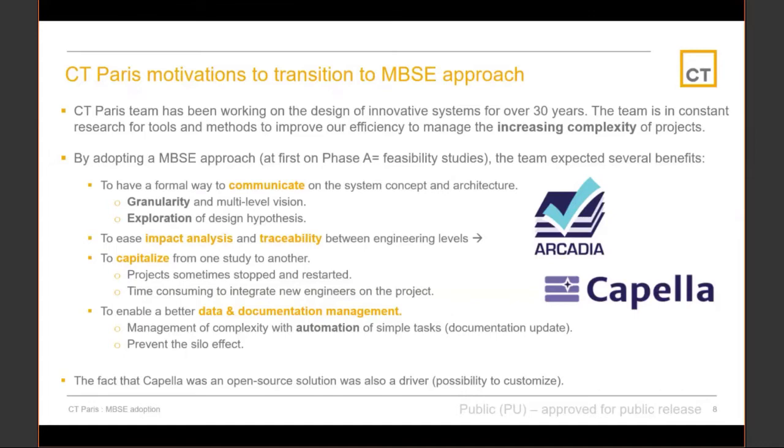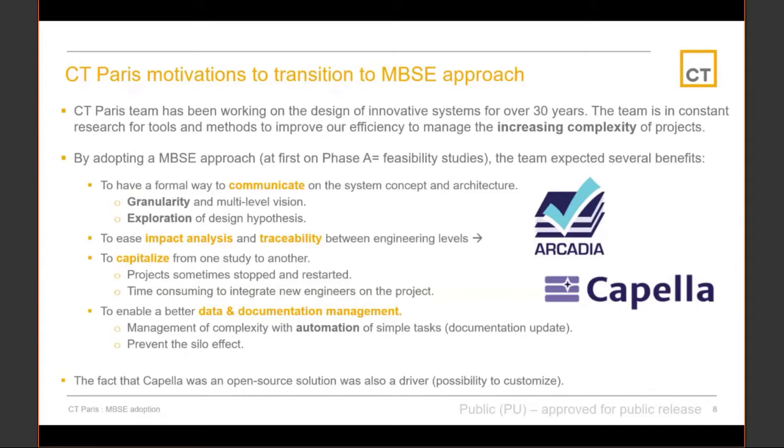Third asset that we wanted is to have a tool that can easily be reactivated after a long period. We're targeting to use it on very innovative projects, where sometimes they can stop for months or years. And so we wanted it to be easily reactivated after a long break.